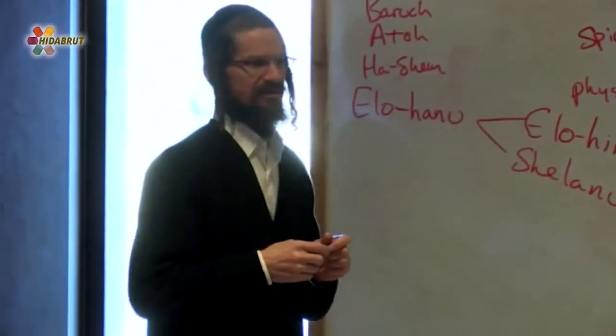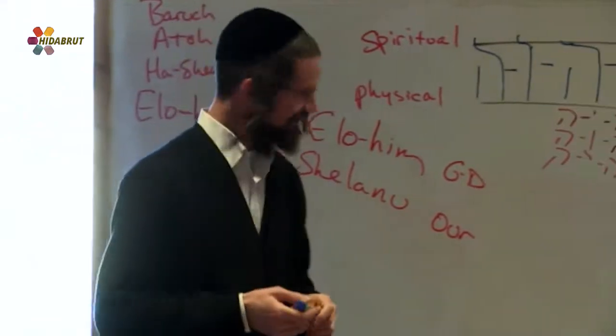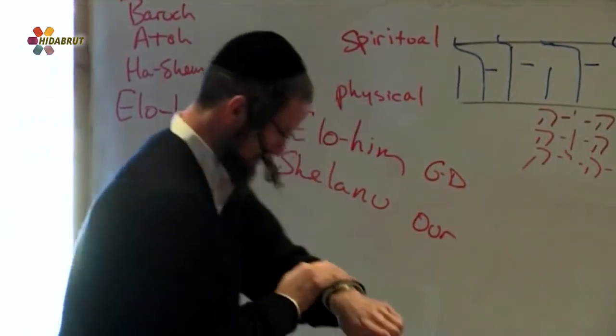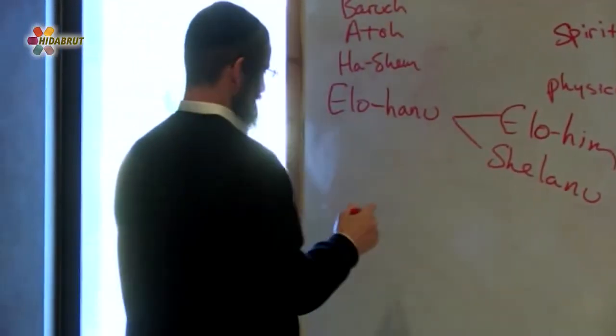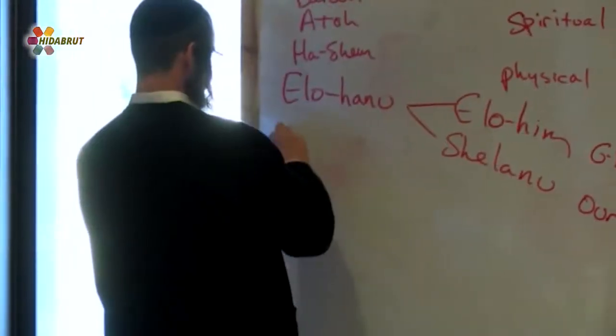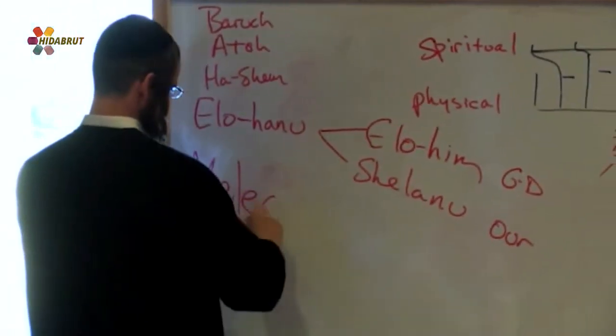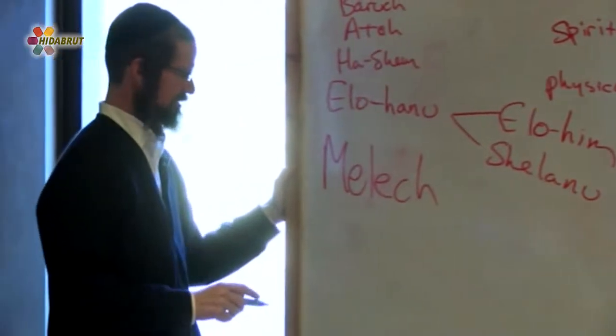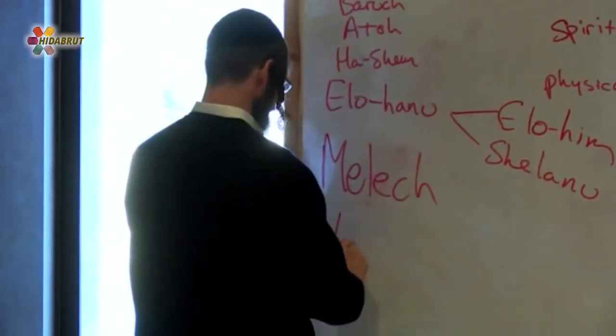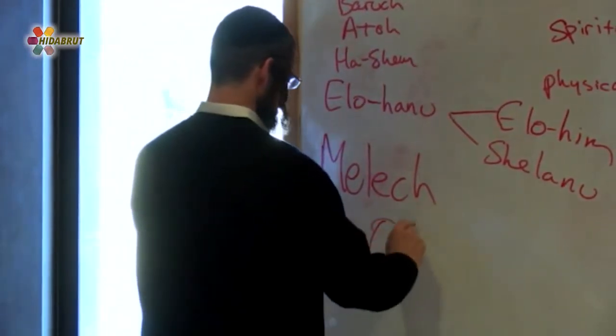Okay? Now, the next name, we only have 2 left. So we're almost there. See if we can nail them in the last 5 minutes. The last 2 are Melech, is the next word. And then the last one, they go together, more or less. Olam.